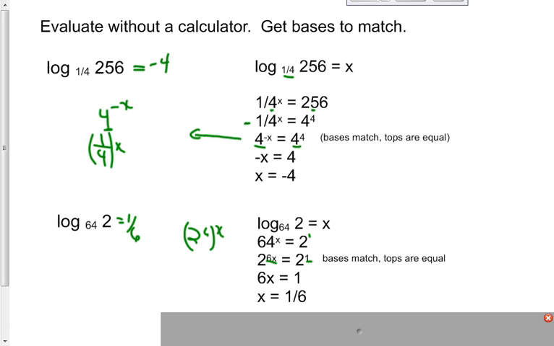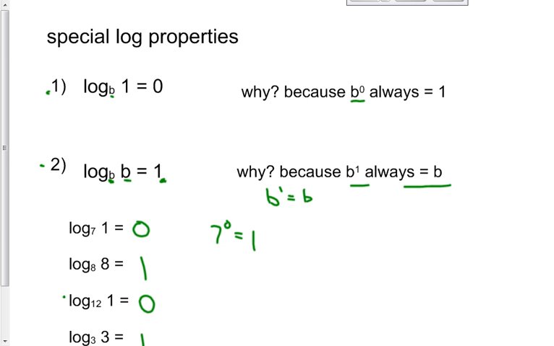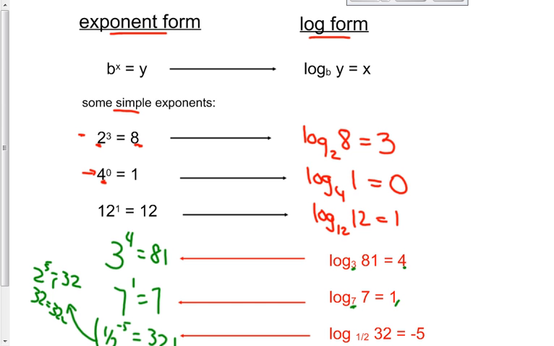Okay, so the one thing that you want to remember, the real big thing here, is that when you're evaluating an expression, you always make it into an equation first. Get your equation put into exponent form, get bases to match, and then set the tops equal. And then, of course, the simple rule of going back and forth between exponent form and log form.